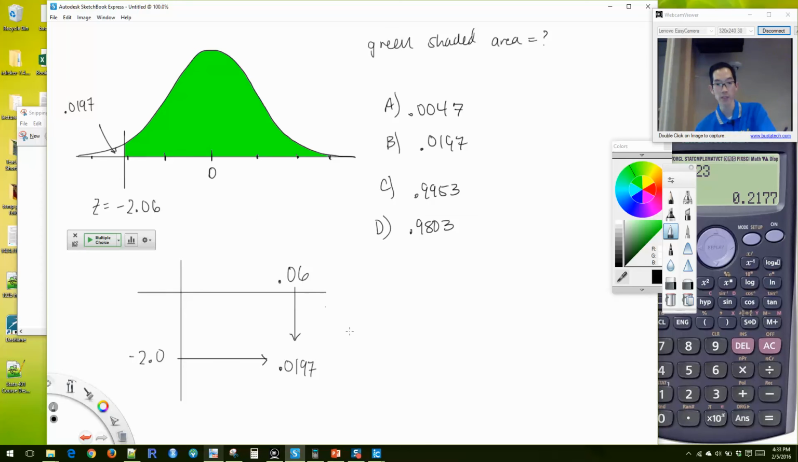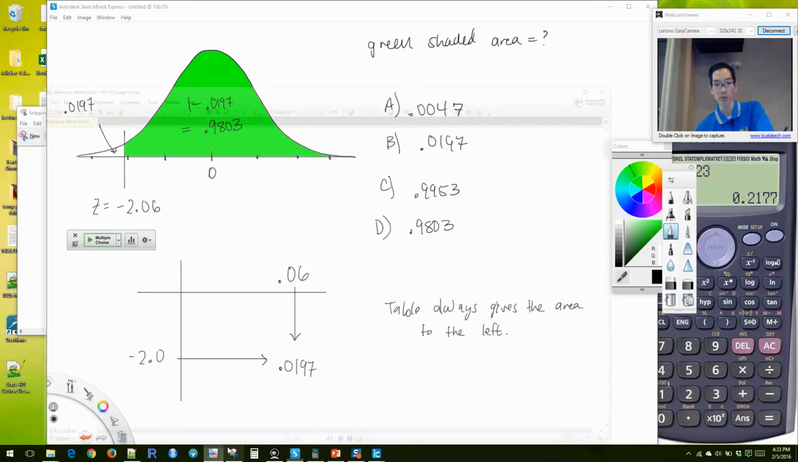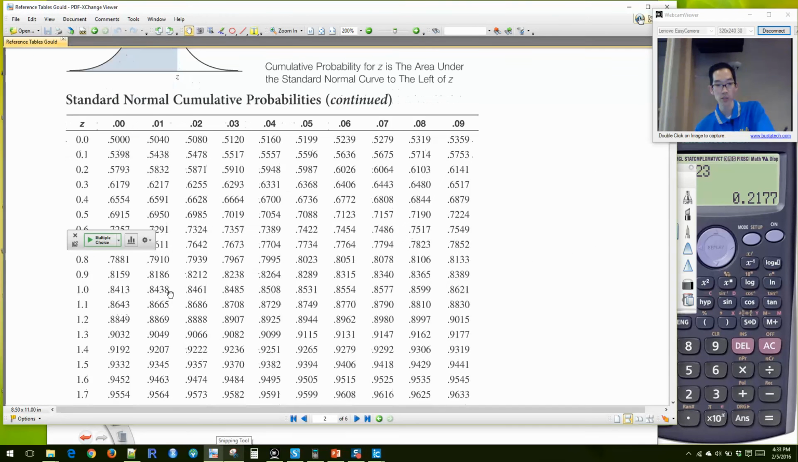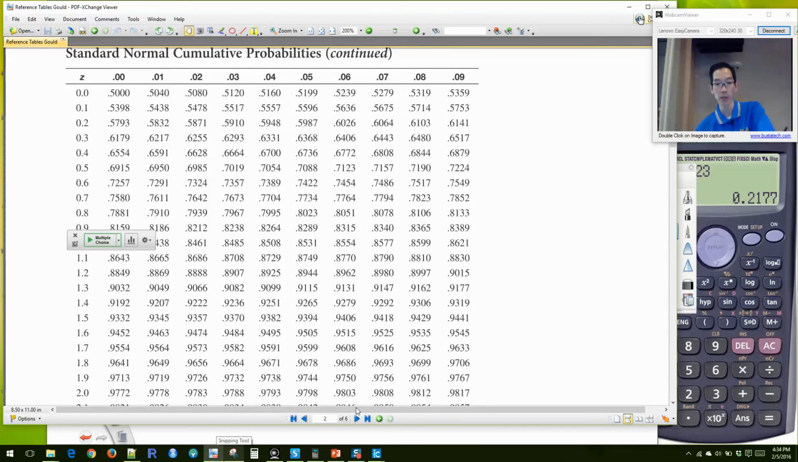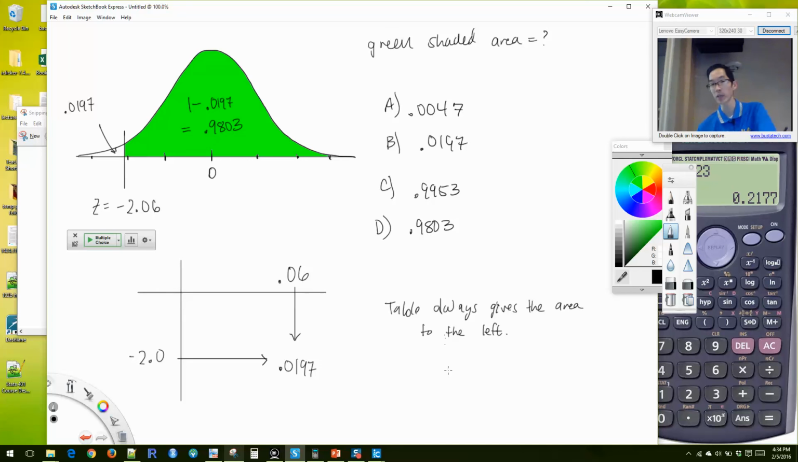Okay, so the table always gives the area to the left. And what we want is the area to the right, the green shaded area. So this is going to be 1 minus 0.0197, which is 0.9803. Another option would have been to look up positive 2.06, which would have given you 0.9803, because the area to the left of positive 2.06 is the same as the area to the right of negative 2.06.